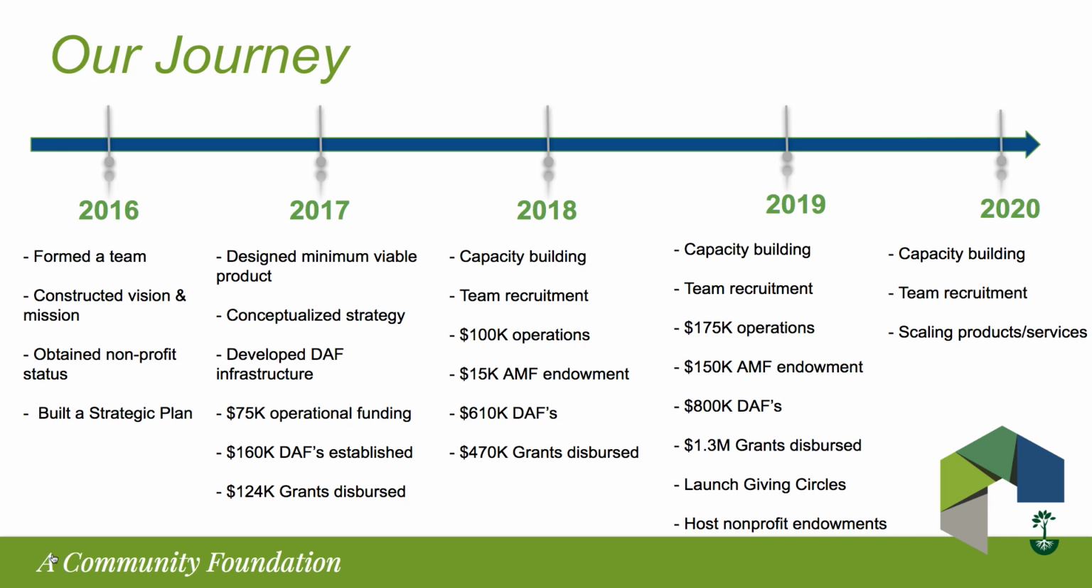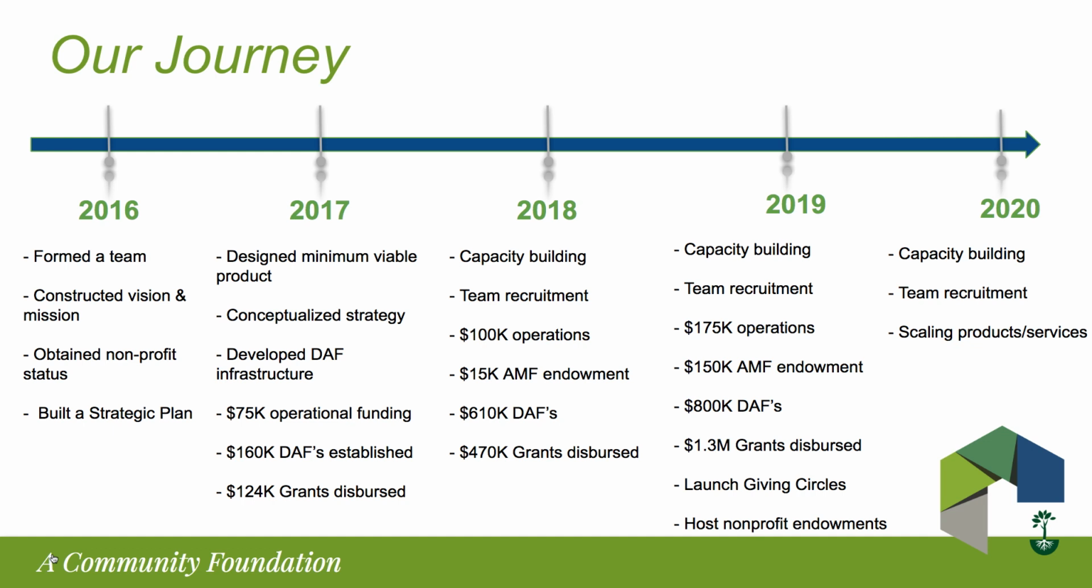So we designed a minimum viable product, we conceptualized how we would implement the strategic plan, and started raising funds. And luckily in 2017, we were able to raise $75,000 in operational funding. We started creating our donor advised funds, which I'll explain what those are. And we actually gave out $124,000 of grants in 2017.